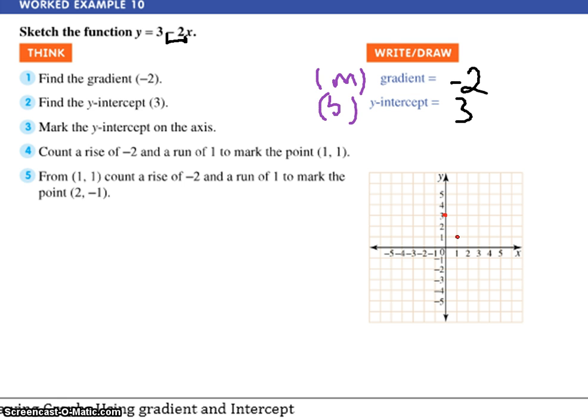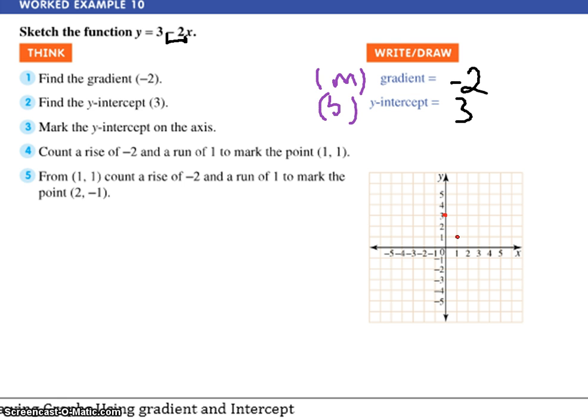Does that make sense? You were at this point. Your gradient is minus 2. Rise over run. So your rise is minus 2, your run is 1. So we go down 2 and across 1. Yeah? Okay. All right.